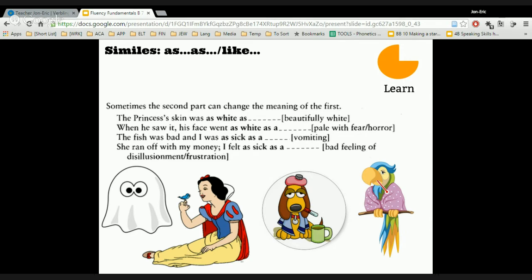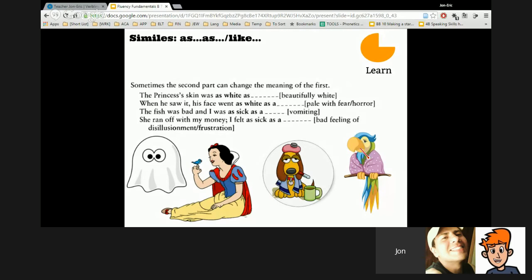Sick as a dog. She ran off with my money. I felt sick as a... Oh, this is a different kind of sick. So you notice how white as snow and white as a sheet mean two different things. Sick as a dog and the second sick mean two different things too. The second sick is a bad feeling of frustration or disillusionment. She ran off with my money. There's only one picture left. A parrot. Sick as a parrot. That means that you're frustrated. Don't ask me why, by the way. This one is a mystery to me. I don't know. Parrots are not frustrated, but for some reason, that's the one that we use.